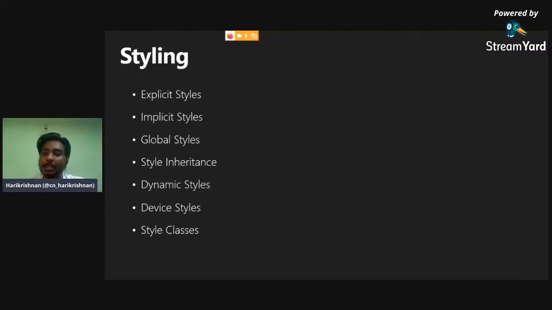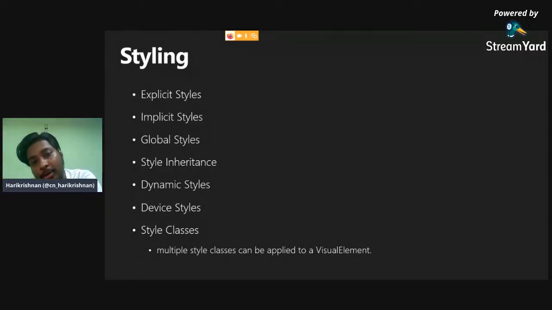And style classes, one other killer feature in Xamarin.Forms. The style class lets you configure a style, very similar to explicit styles. The only advantage here is that you can apply multiple styles to a visual element using style classes. You can define one or more style classes and apply them all together to an element wherever you require.